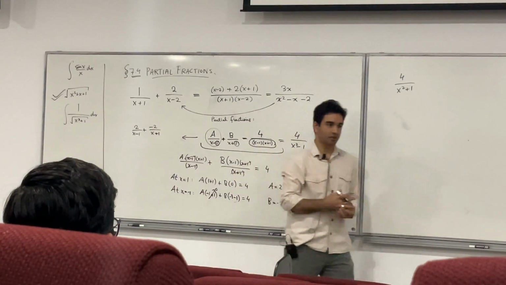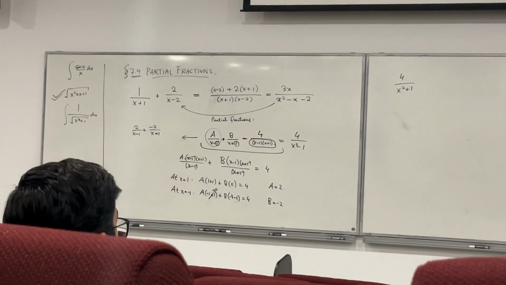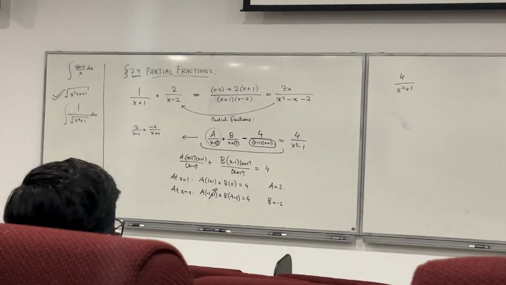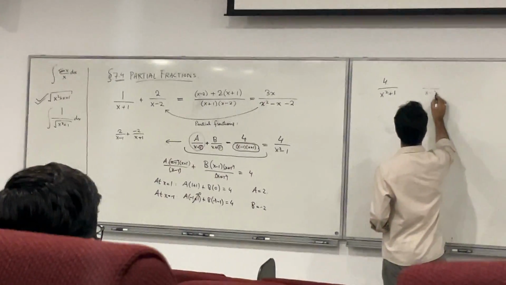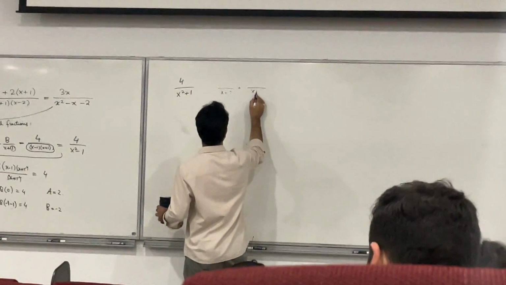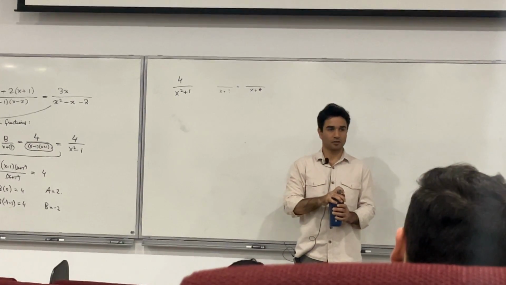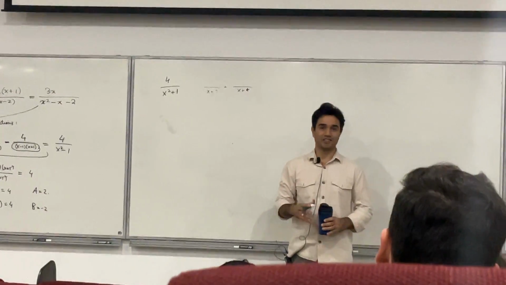So why doesn't this work? What I mean is, can I break it into something of x minus something and x plus something else? Why not? This is x squared plus 1. Also, one way to see is that the discriminant of this thing is negative.